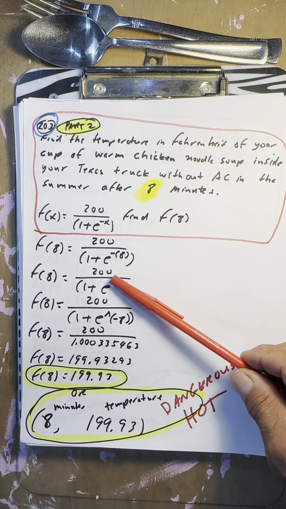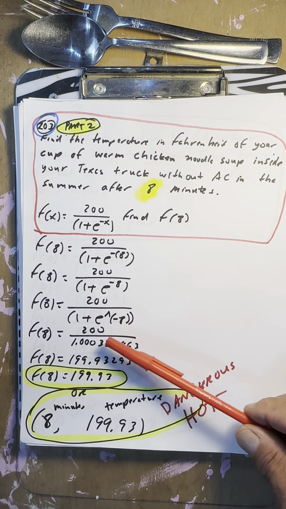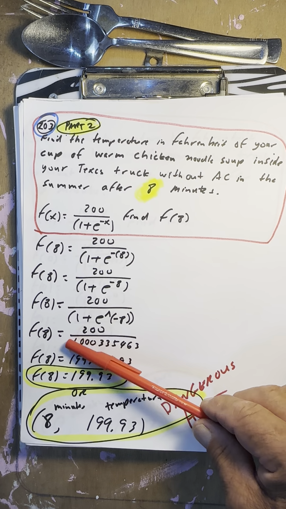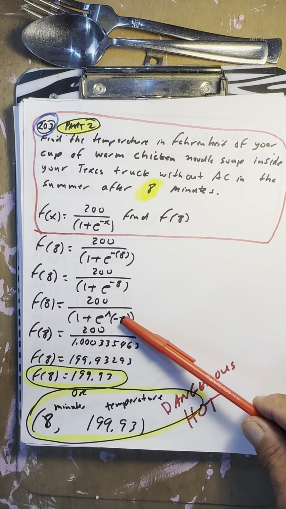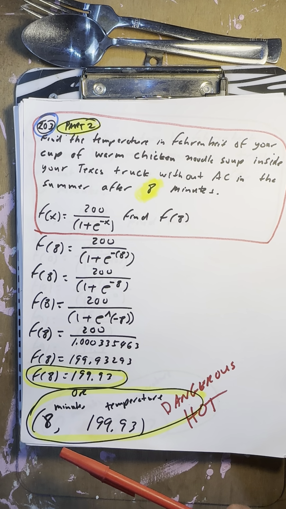Use the logistic function again. It's going to be e to the power of -8. All this is this number. Divide those two numbers. I get 199 for that, or 199.93. So 8 minutes go by.